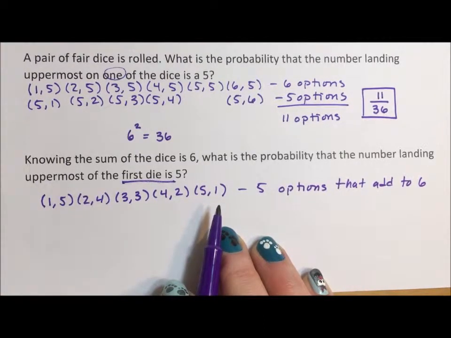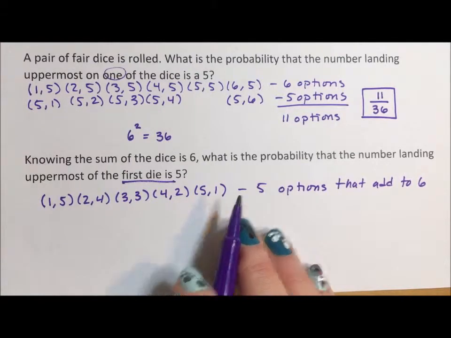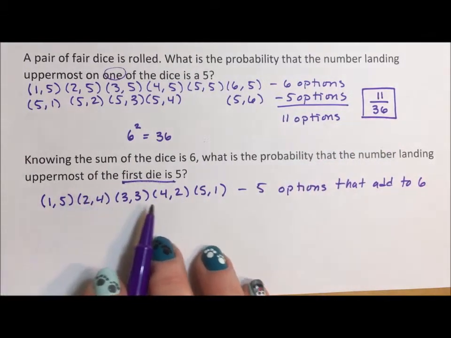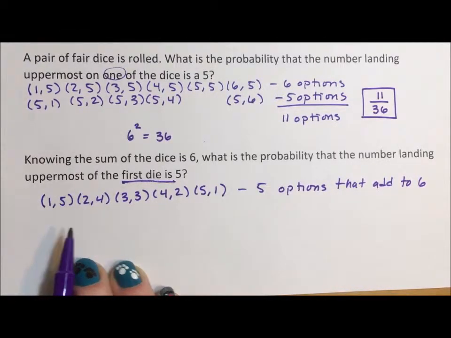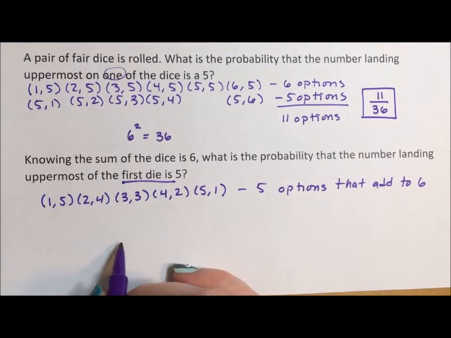And so this is what conditional probability is. It's when instead of having a full sample space of 36, I restrict my sample space. In this case, I restrict it to these 5 options. So instead of taking it out of 36, I'm taking it out of 5.